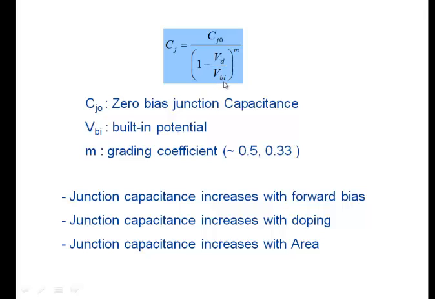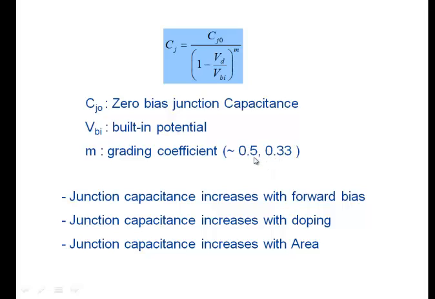Vbi is the built-in voltage, and m is a parameter which we call the grading coefficient, related to how the PN junction is made, related to the doping profile. Many times it's 0.5, sometimes it's 0.33, so this is something that varies.